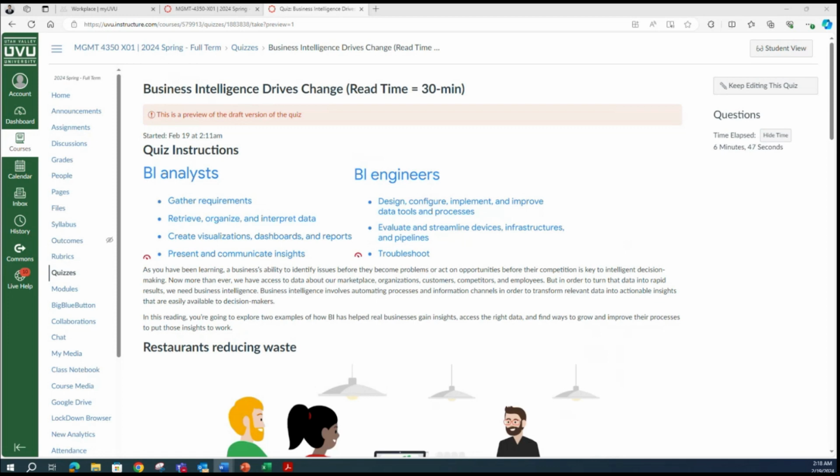On the other hand, the BI engineers are responsible for designing, configuring, implementing, and improving data, tools, and processes. They evaluate and streamline various devices, infrastructures, and information channels called pipelines. Engineers are excellent troubleshooters and help find solutions to security issues, application permissions and updates, and other technical challenges. In other words, the BI engineers manage tools and processes which enable the BI analyst to put those tools and processes to work. However, it's important to note that some companies don't distinguish between those two BI jobs.